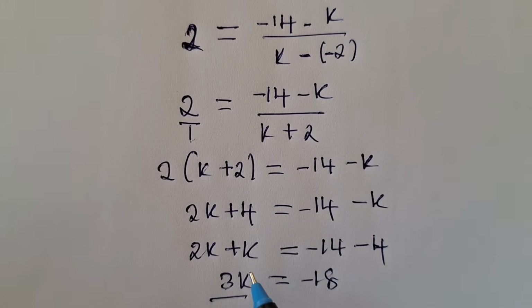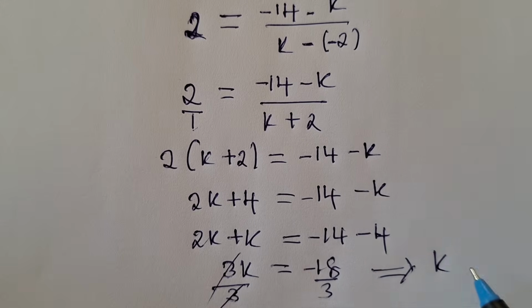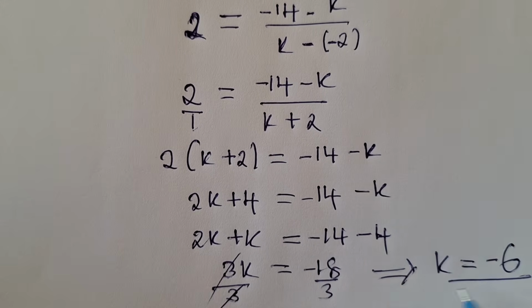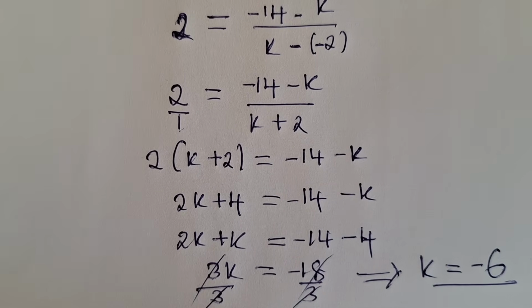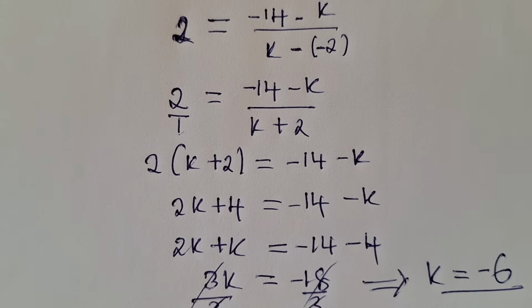We divide by 3 both sides. This and this will go. The value of k will come out to be equal to negative 6. Okay, so that's the value of k. Let's now go to the next question and see what we're supposed to do.